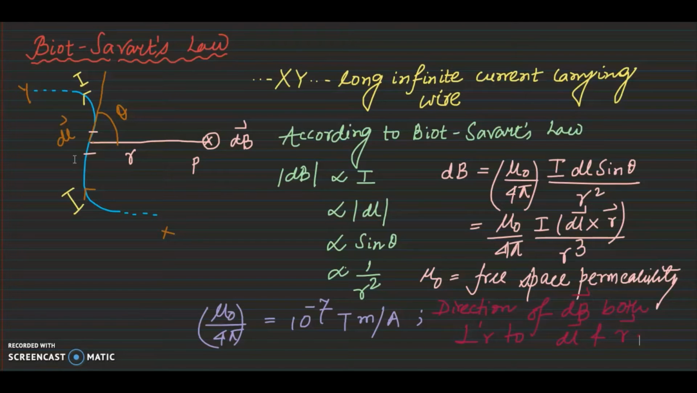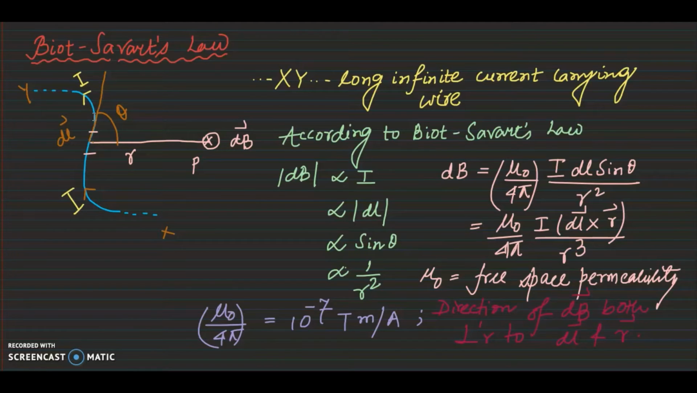So from the figure we can see that XY is an infinite wire carrying the current I. We consider one infinitesimal length dl. You can see this is a very small element length of the wire. It is a vector quantity because I am taking the direction of dl along the direction of the current.